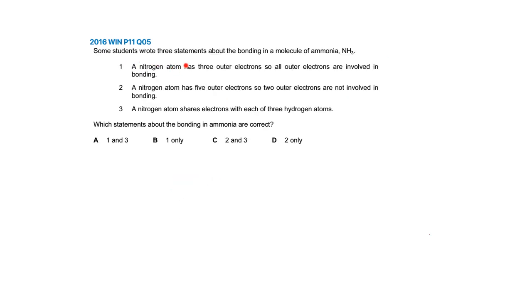Some students wrote down 3 statements about the bonding in the molecule of ammonia, NH3. So, what is ammonia really? Let's get philosophical here. It's NH3, and that's how it's bonded. It has 2 electrons that are not bonded, nitrogen, because it can go up to 3 bonds, and after that it's happy. Then you have 3 other dots representing the bonds from nitrogen bonded to hydrogen.